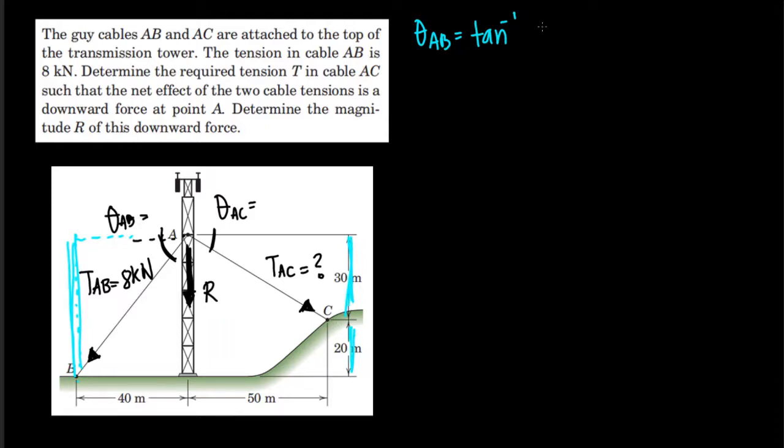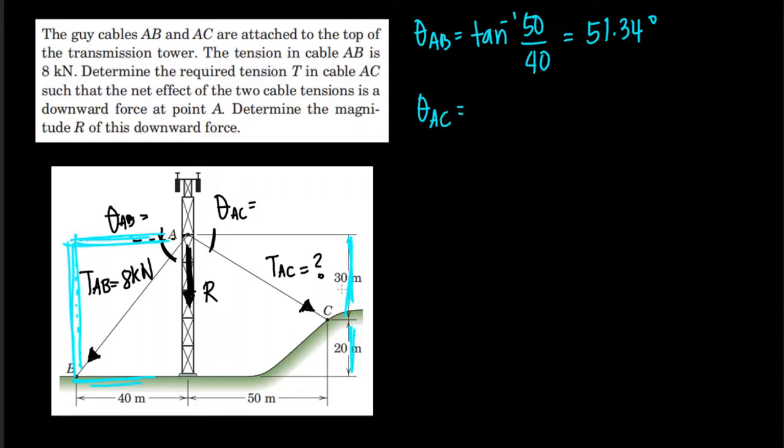So, that's arctan of 50 over the adjacent, which is this guy here, the same as 40. So, that's 50 over 40. Put it in your calculator, you should get 51.34 degrees. Okay? That's angle AB.